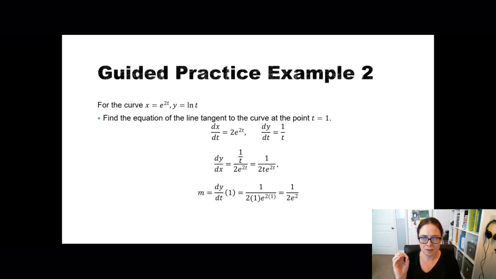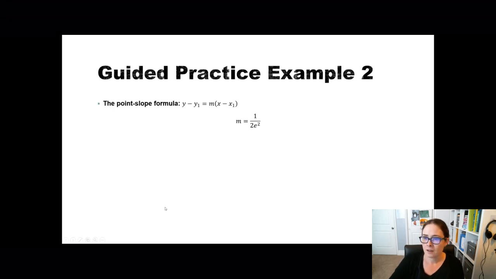Okay, so I found the first piece of what I need for that tangent line. I found the slope. I'm going to be plugging that into the point slope formula. And so I'm going to also need a point on that curve in order to make this work. So how about the point at t equals 1? So I'm going to plug in 1 to both of my parametric equations for x and y.